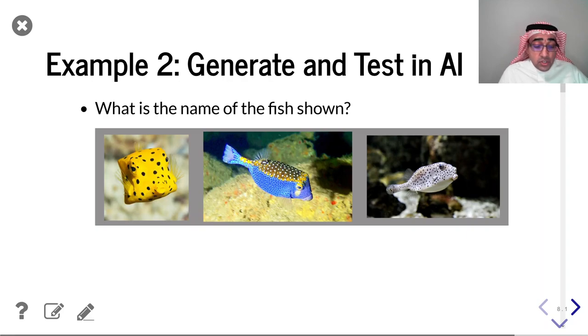What is the fish in the box? Okay, so we have a box over here. I give you three pictures of the same fish, and I tell you, hey, tell me what is the name of this fish. Now, supposedly you are not an expert in fish, and when you look at this, you will not be able to tell. Well, when I looked at it, I was not able to tell what this fish type is.